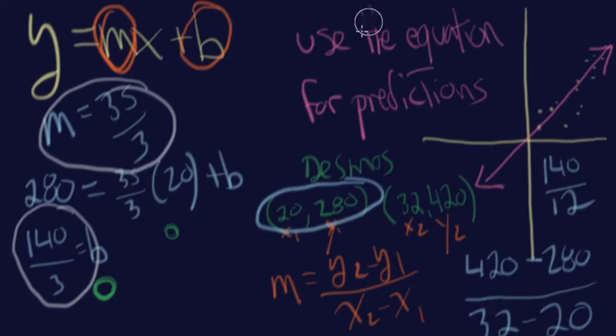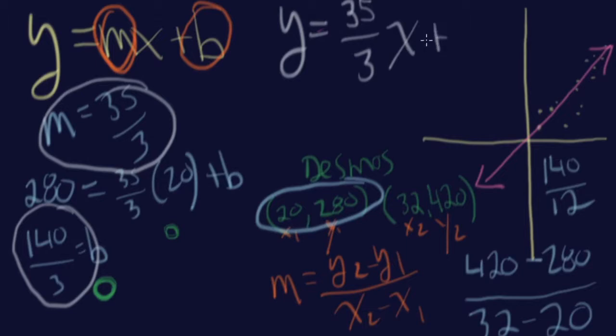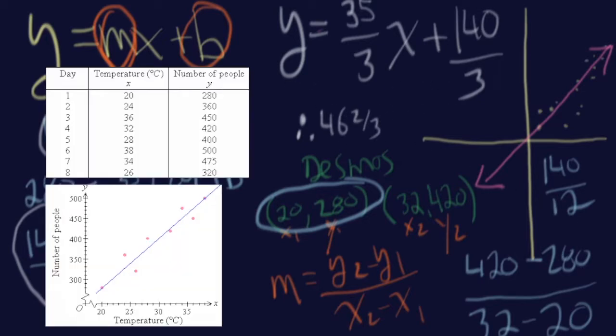So now I can make an equation, and that equation is going to allow me to make predictions. So my final equation is y equals 35 over 3x plus 140 over 3. And in case you're wondering, 140 over 3 is about 46 2/3. That's just a fun thing to know, because when we bring back our stuff here, that's what we're going to be getting out of this data.